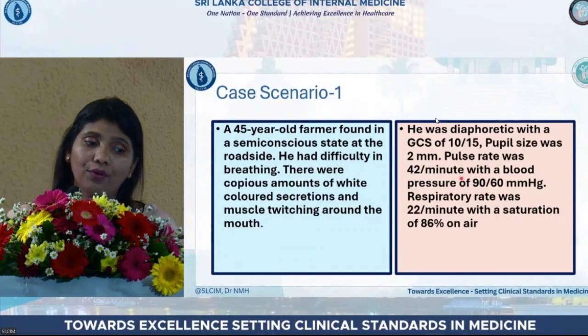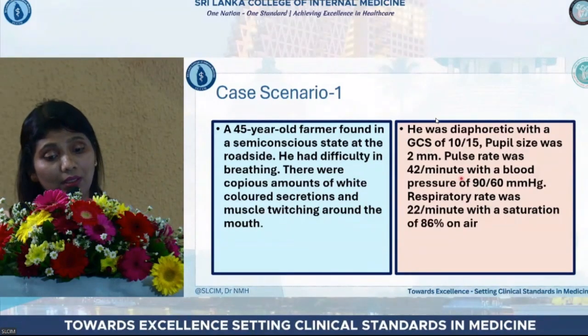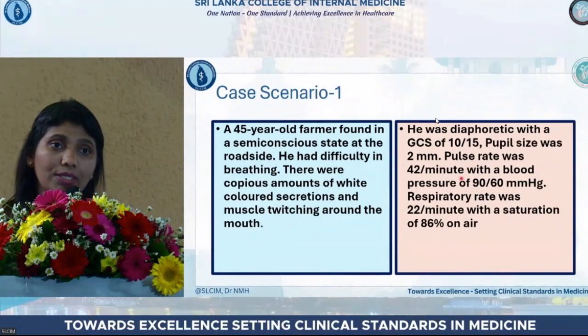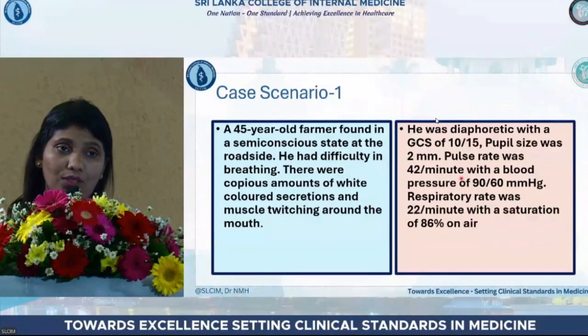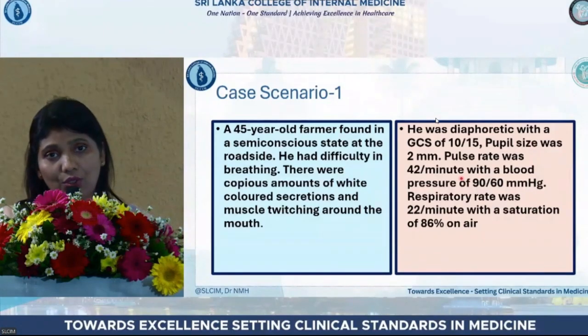And he was diaphoretic with a GCS of 10, and the pupil size was 2 with a blood pressure of 90/60, and the pulse rate was also 40. Now the respiratory rate is 22 per minute with a saturation of 86% on air. Now can one of you say, because I have told about this earlier, we have talked about it in the topic also, but according to the toxidrome, what sort of toxidrome is this patient having? It's quite obvious according to what we have already discussed.